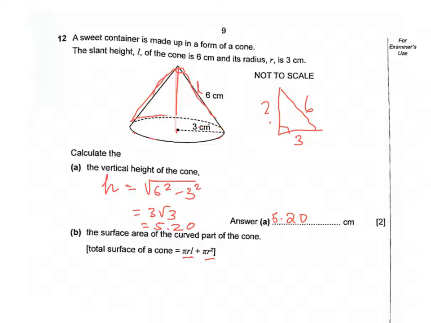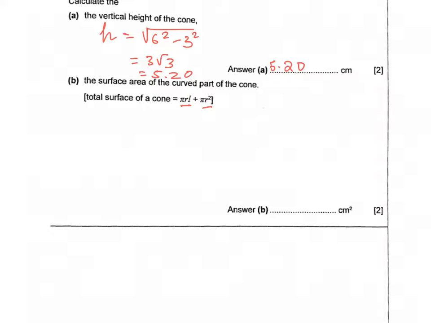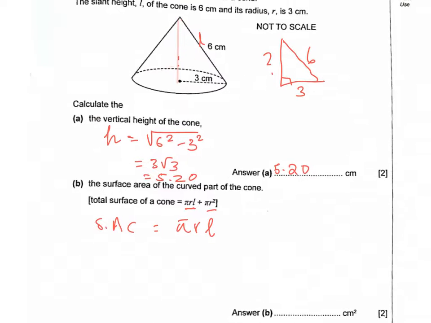We just want the curved part. So which means in our formula we are not going to use this because this is a circle. We just want the curved. So now we use that formula. The surface area of the curved is pi r L. Now remember the L, this is our L. The L is 6. The height is the one which is 5 point something, but the L is the 6.